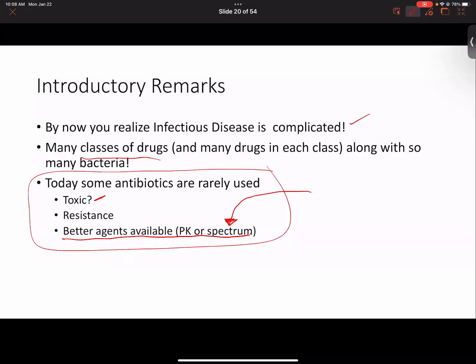And then spectrum of activity. When you look at spectrum of activity, most of the new antibiotics that have come to market in the last 10 years or so aren't necessarily what I would consider broad spectrum antibiotics. They're actually somewhat narrow spectrum, focusing in on 1 or 2 difficult to treat organisms. And I'll show you what I mean in a couple slides.